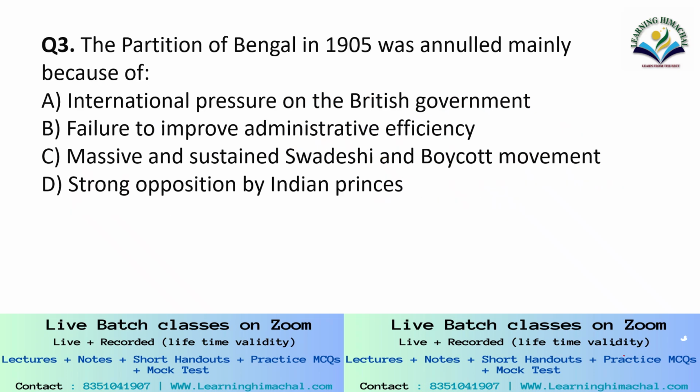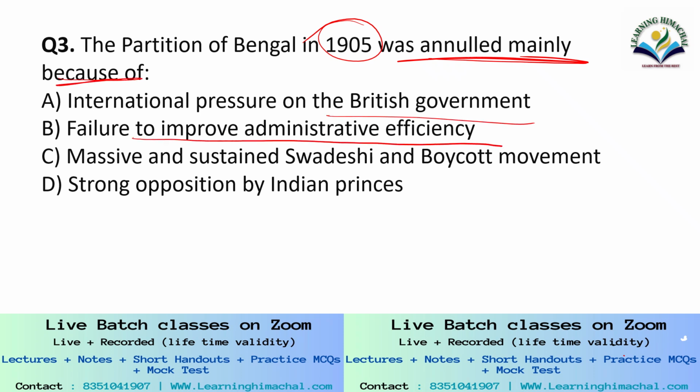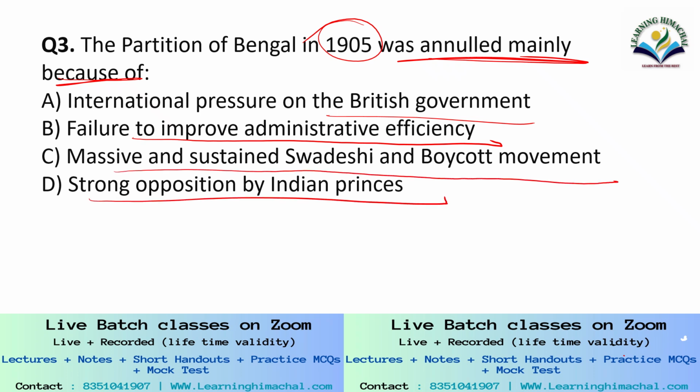Question number three. The partition of Bengal in 1905 was annulled mainly because of international pressure on British government, failure to improve administrative efficiency, massive and sustained Swadeshi and boycott movement, strong opposition by Indian princes. The correct answer is option C. It was due to massive and sustained Swadeshi and boycott movement.